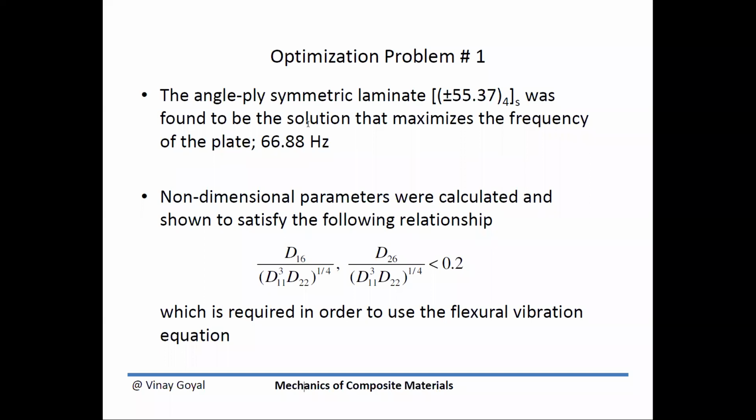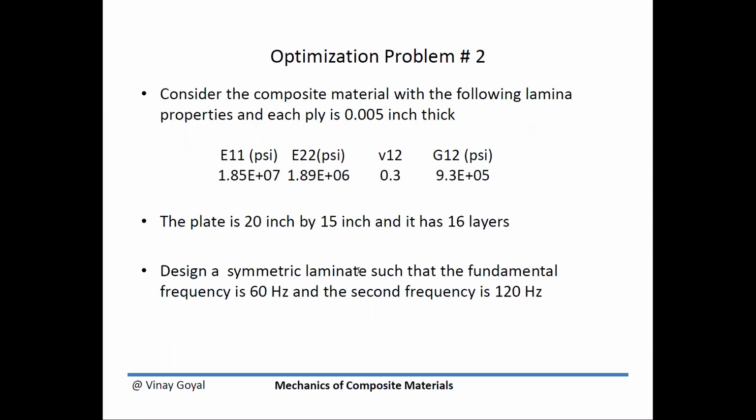So we have found that the angle-ply symmetric laminate of plus minus 55.37, 4 of them symmetric, was found to be a solution that maximizes the frequency. I also checked really quick and ensured that these parameters are less than 0.2, which is required for the solution that we were pursuing. So that is good. Let's look at optimization problem 2.